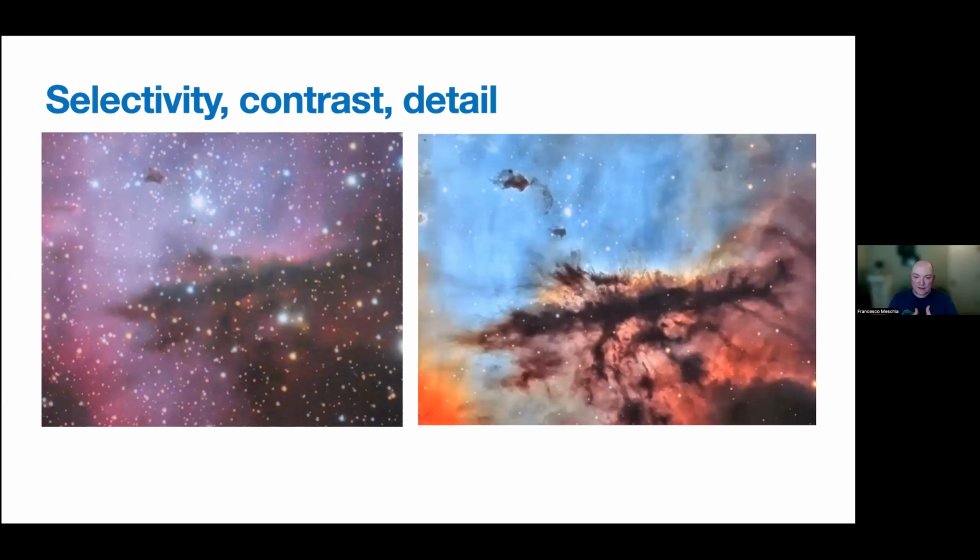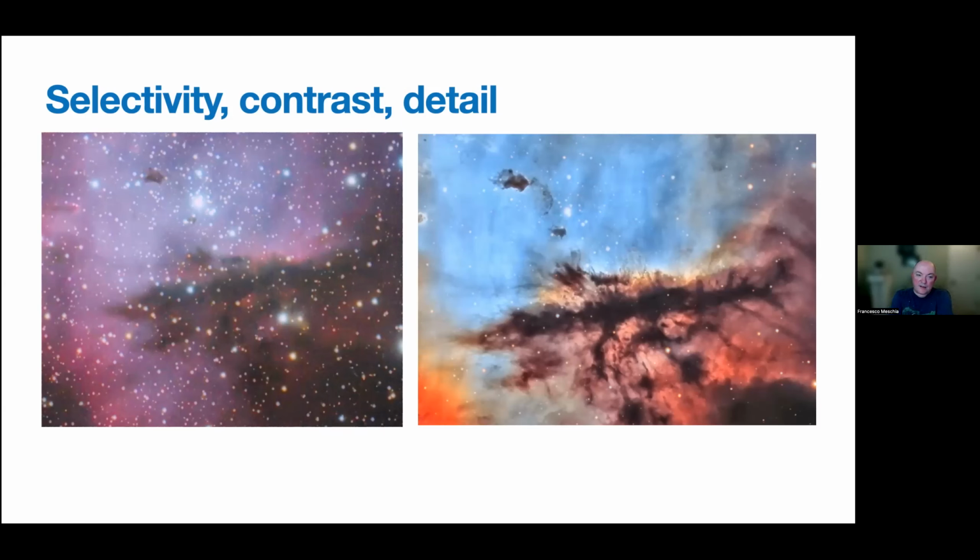So this is the same object, NGC 281, the Pac-Man Nebula, imaged with the same telescope, but with an OSC camera on the left and a narrowband camera on the right. And the narrowband camera, using a 4 nanometer O3, S2 and H alpha filter, gives those nice filaments in the dark clouds that you simply don't see in the OSC camera.